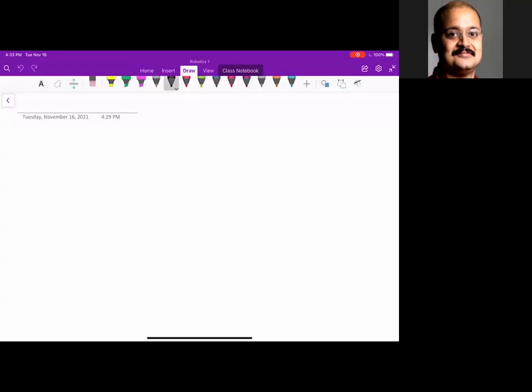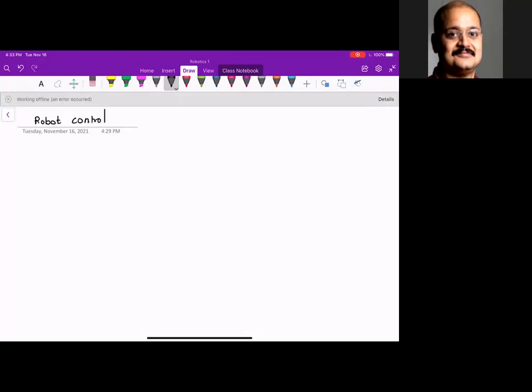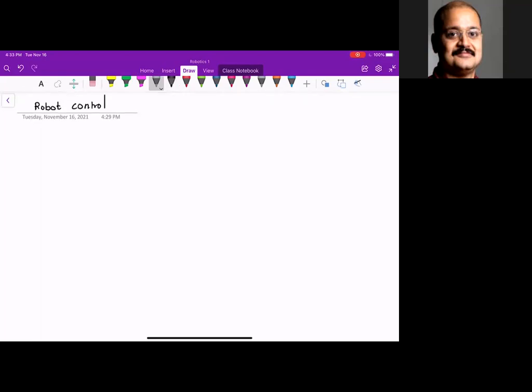So we are going to talk about robot control. So what do I mean by robot control? Robot control is actually making sure that the robot behaves the way you programmed. Say if you want your robot to go from point A to point B at a certain speed, you want to make sure that the robot goes from point A to point B at that desired speed.